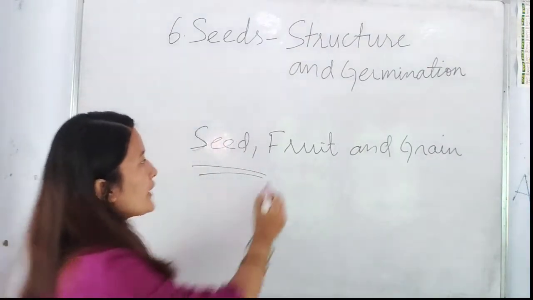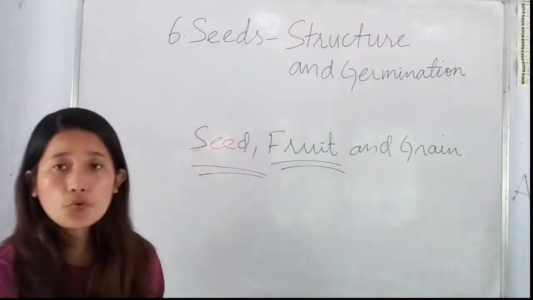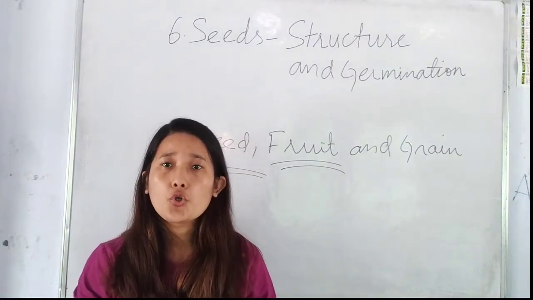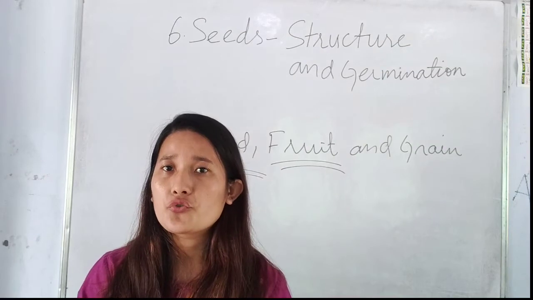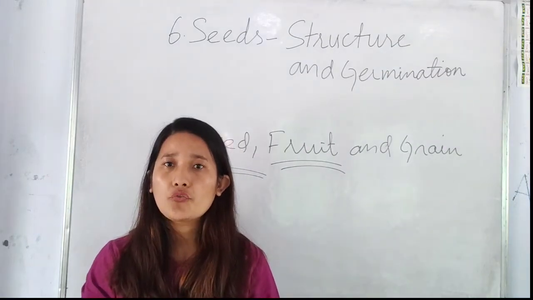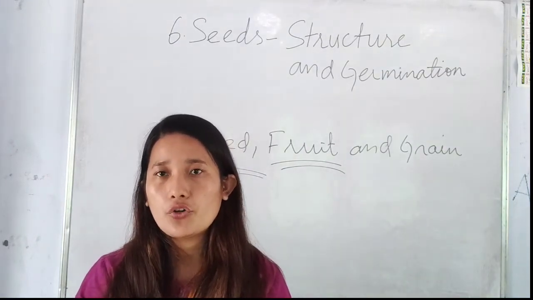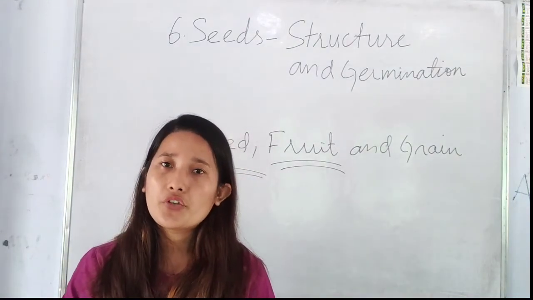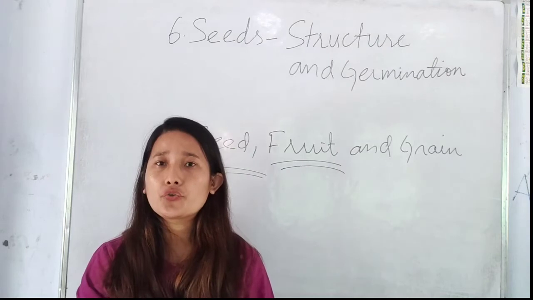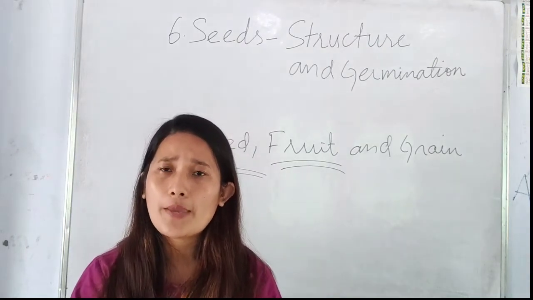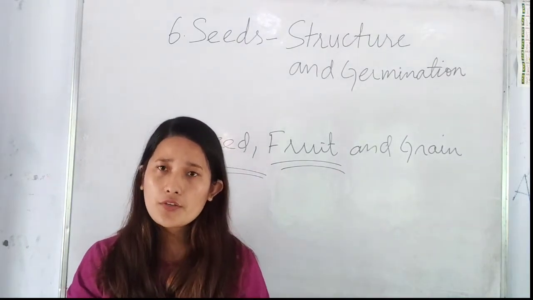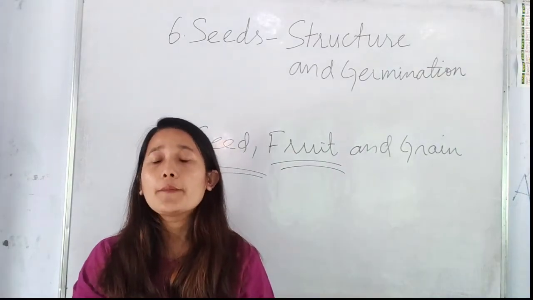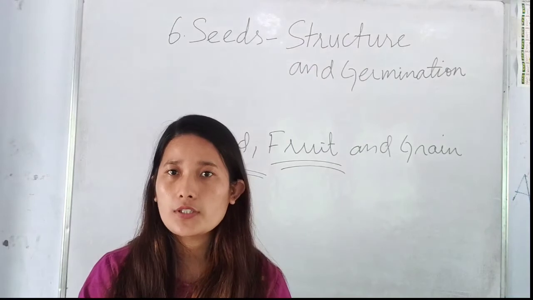Next is fruit. What is a fruit? After the fertilization process, your ovary converts itself into a fruit. The ovarian wall is converted into the fruit wall. So the fruit is the ripened ovary. Inside the fruit you have a seed. The primary function of the fruit is to protect the seed inside, and it also helps in dispersal.